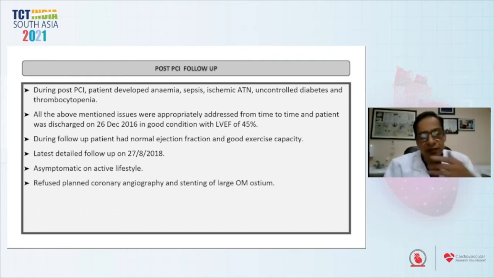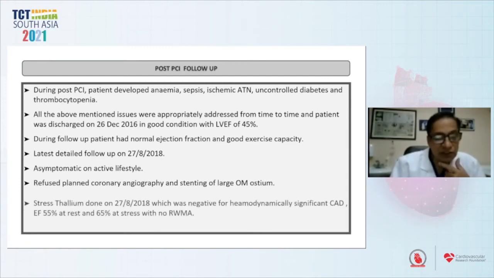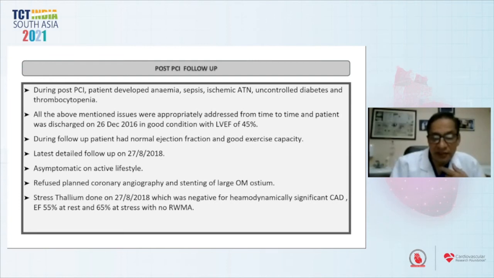And fortunately, after working hard for about 10 days, we sent the patient back home with an ejection fraction of 45%. And during the follow-up, the patient had normal ejection fraction, good exercise capacity. Then 3 years later, we did a stress thallium also, which turned out to be negative.